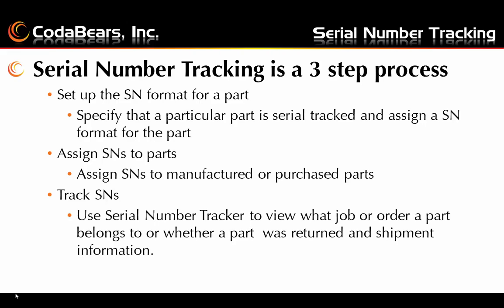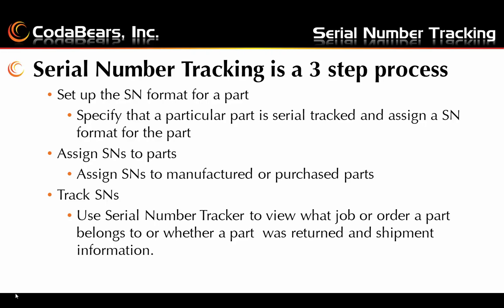Serial number tracking is a three-step process. You need to set up the serial number format for a part, specify that that part is serial tracked, and assign a format. We will show that in the demonstration coming up. We will then assign serial numbers to those parts as they are received or manufactured, or both in our particular case we're going to demonstrate today. And then you track those serial numbers.